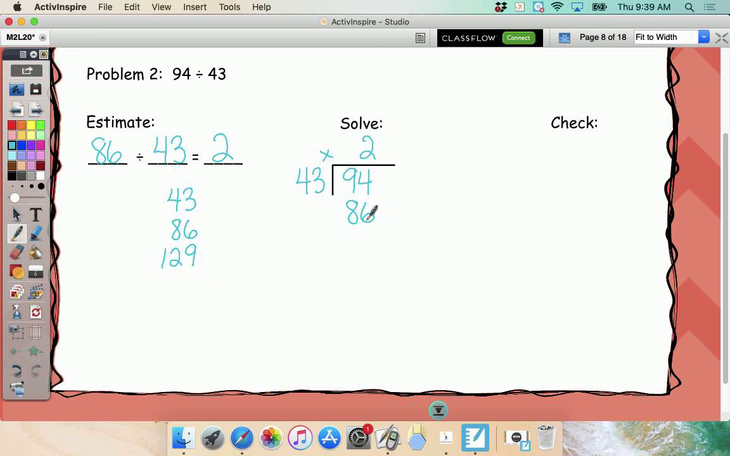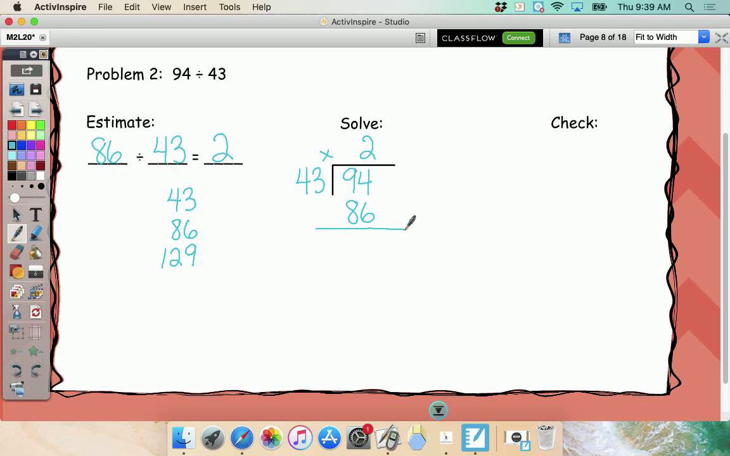86. Okay, and I want to just stop for a minute and show you something. Look up here. This is 43 times 1. This is 43 times 2. This is 43 times 3. Okay? So that's the answers. The multiples are just the same thing as multiplying times 1, 2, 3, and keep going.